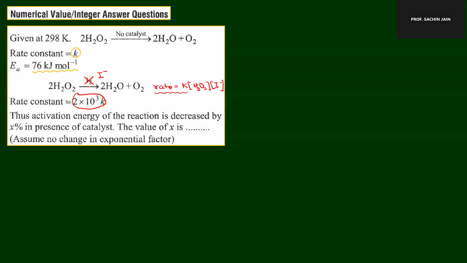Okay? पहला तो ये कॉन्सेप्ट है. आगे, thus activation energy of the reaction is decreased by x% in presence of catalyst. Value of x is कितने परसेंट से एक्टिवेशन एनर्जी कम हो गया. Assume there is no change in exponential factor which is A.